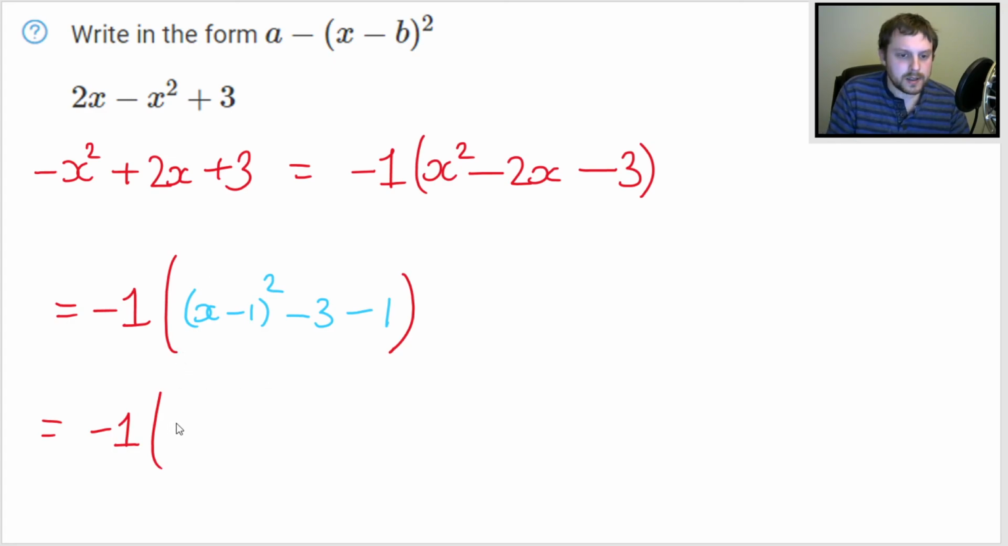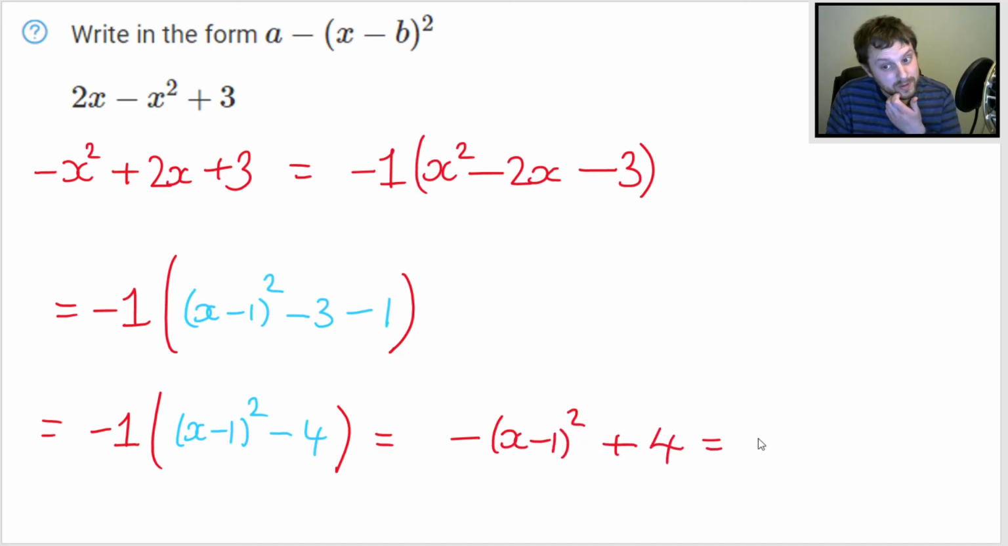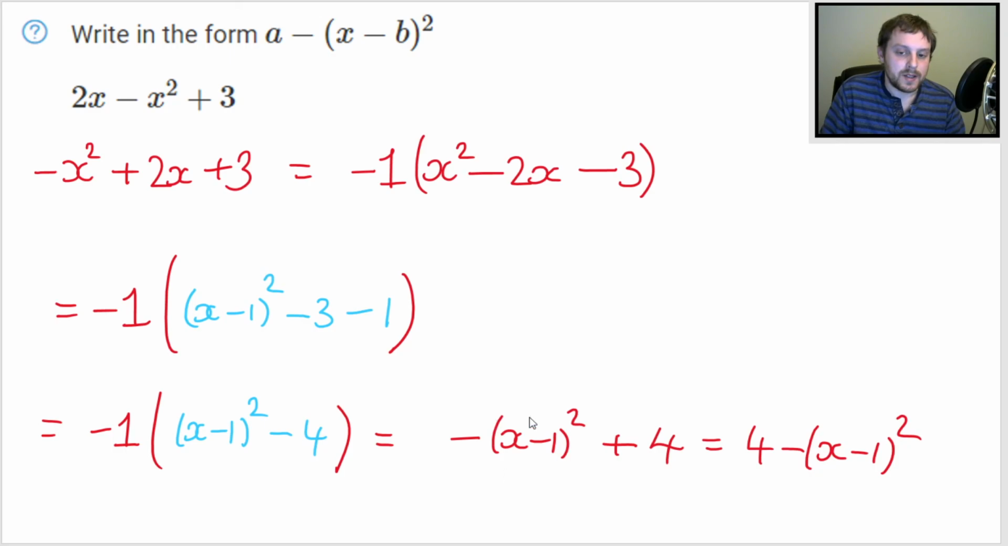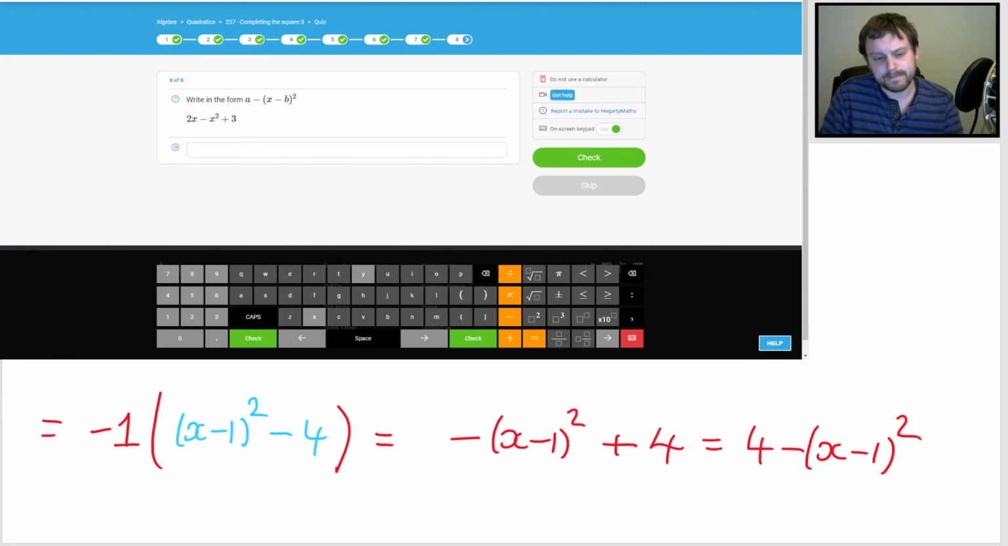And there's not a lot of tidying up to do because there's no fractions. So anyway, this is minus x minus 1 all squared plus 4, which they want it written like this, 4 minus x minus 1 all squared. Right, this thing here, I can just swap it with the plus 4, because the sign sticks to what comes after it. So in terms of what I type into Hegarty, I get 4 minus x minus 1 squared.